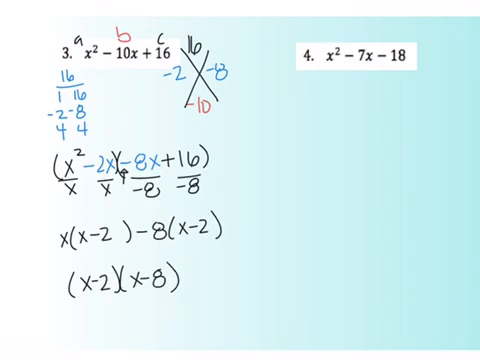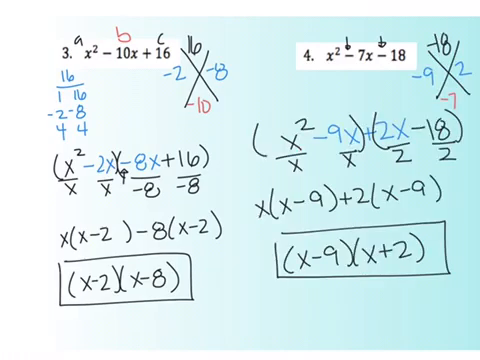I didn't take a GCF out right away in the beginning, so that's my final answer, and I'm good to go. Go ahead and pause the video. I want you to try number 4. Keep in mind that this is a negative 18 and this is a negative 7. So when you get to that x, you're looking for something that multiplies to the negative 18 and adds to a negative 7.